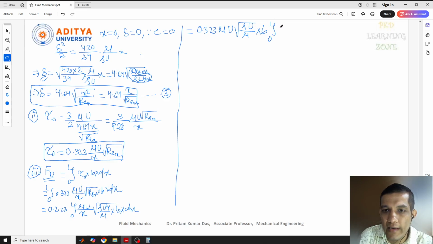So in the integration part only 1 by root over of x is there. So here we'll get x to the power 1 by 2, so only that integration needs to be done. After integrating we'll get 0.323 mu u root over of rho u by mu, and this one I can write as x to the power minus 1 by 2 into dx, since taking it to the denominator side makes the power minus. Then after integrating from 0 to L, we'll get 1 by 2.